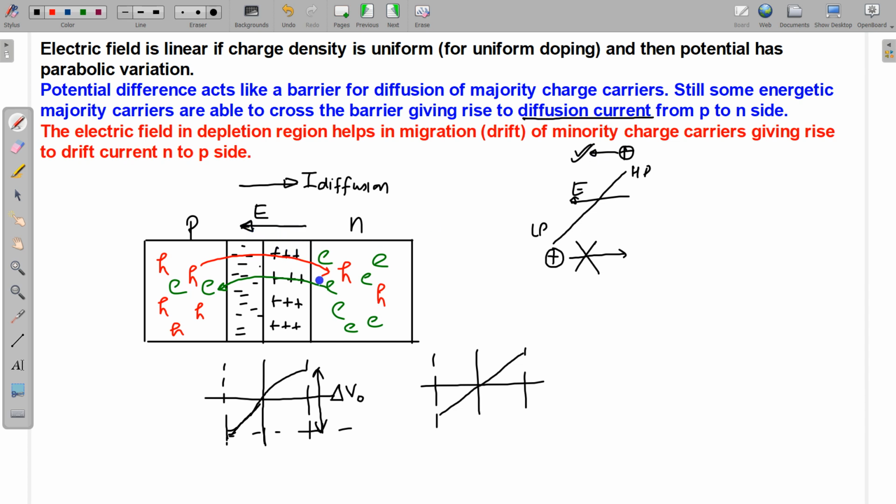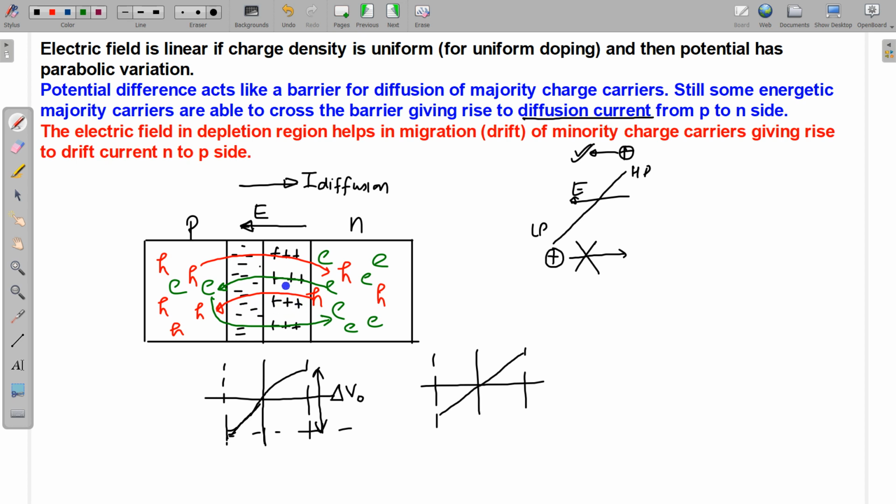So this is the electric field, and holes near the junction. Suppose a hole is near the junction, and this hole can definitely feel the force due to this electric field, and now this hole can move here, which is opposite from this diffusion. So this is a minority charge carrier, and it can now move due to this electric field from the N to the P side. In a similar manner, this electron can also move in this direction. So the electric field in the depletion region helps in migration or drift of minority charge carriers.